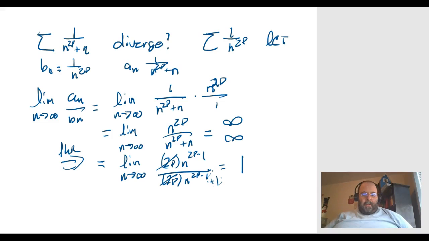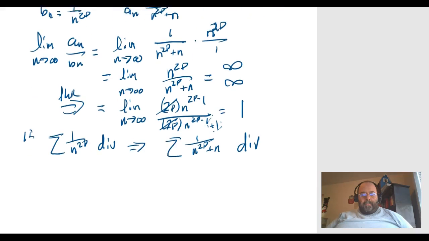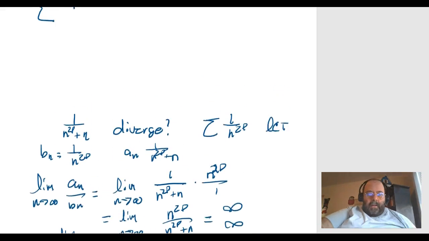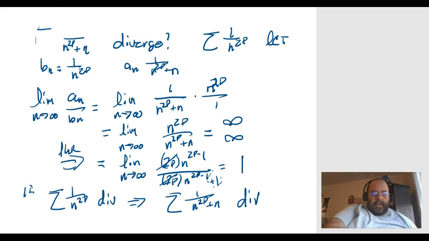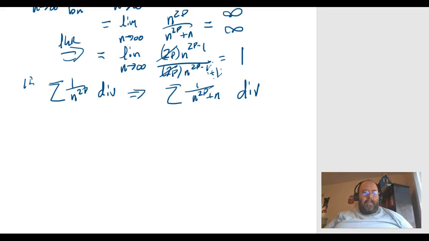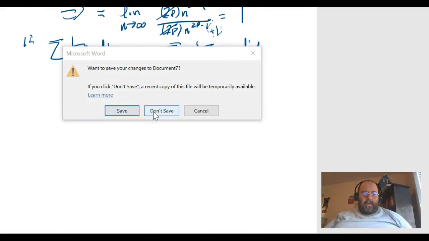So this implies that if the sum of 1 over n to the 2p diverges, then the sum of 1 over n to the 2p plus n also will diverge. Okay, so let's scroll down a little bit. Let's back that up. Okay, there we go, I got what I wanted. So if this diverges, then that will diverge.